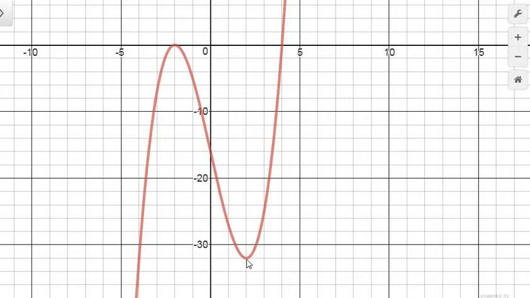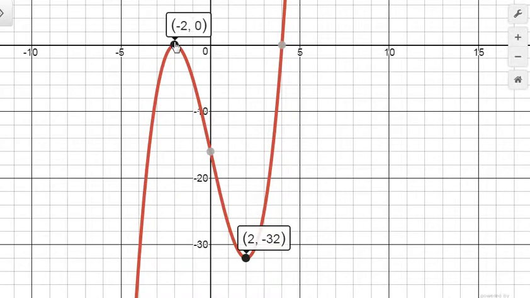So at x equals 2, the function has a minimum. And at x equals negative 2, the function has a maximum. But both of these are places where you have a horizontal tangent. That's exactly what Rolle's theorem was telling us, places where you have a horizontal tangent.